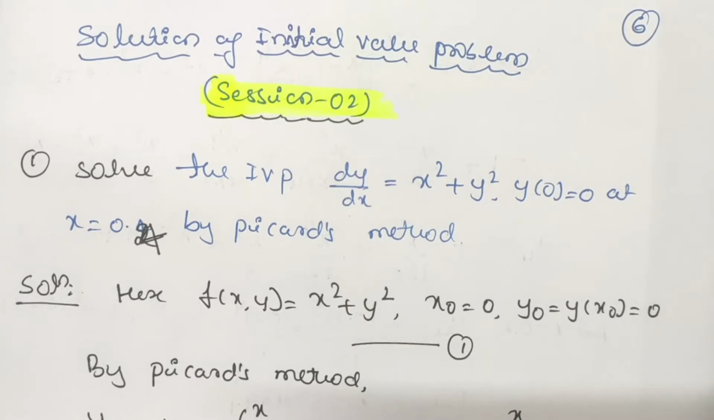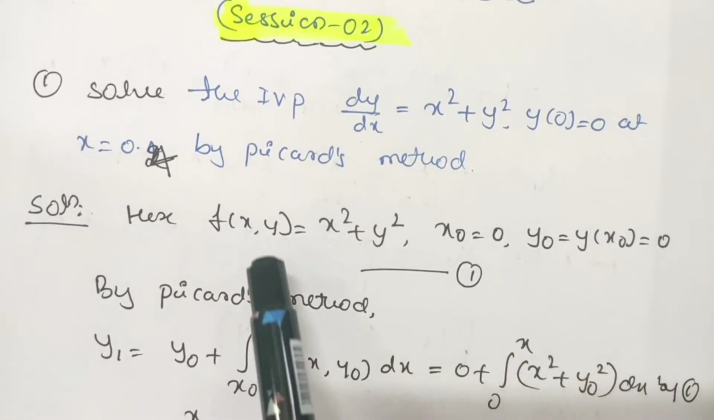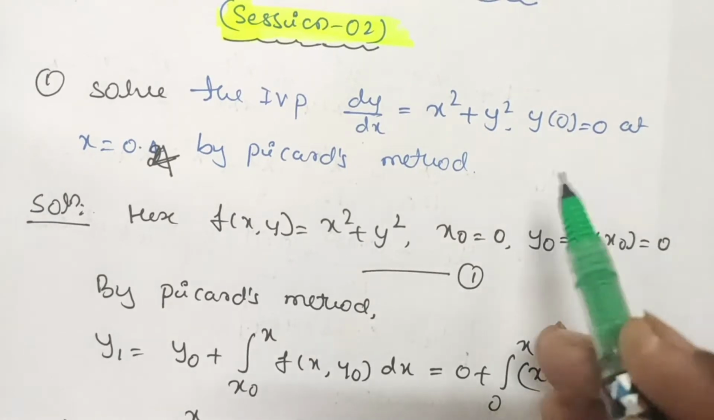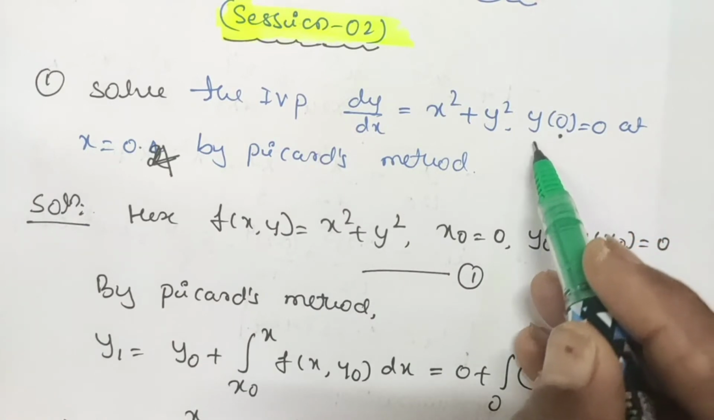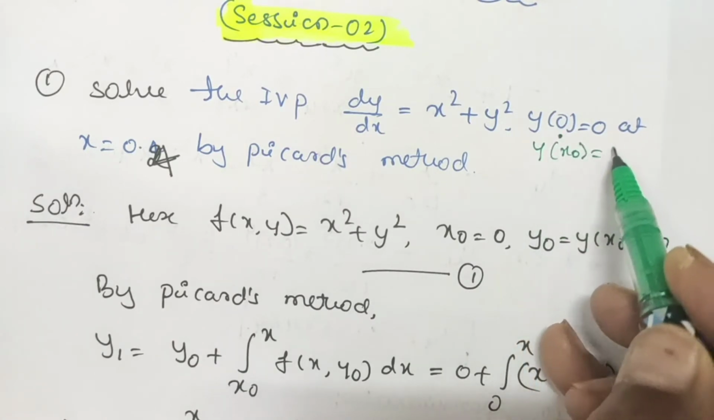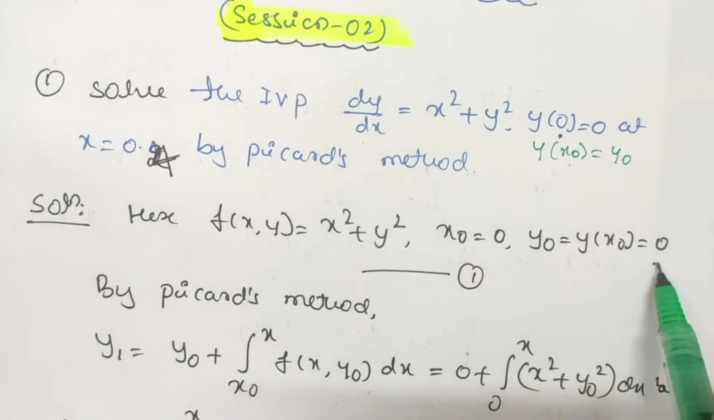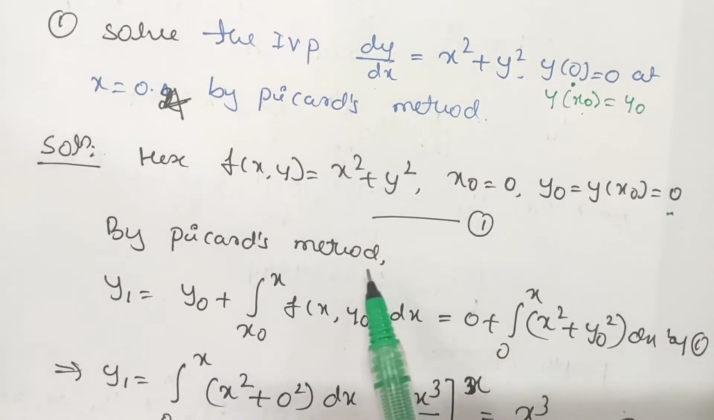Take one example. Solve the initial value problem dy by dx is equal to x square plus y square, y of 0 equals 0 at x equals 0.4 by Picard's method. So here f of x, y is equal to x square plus y square, and y at x naught is equal to y naught. So x naught is 0 and y naught is also 0. Now by Picard's method, this is equation number 1.